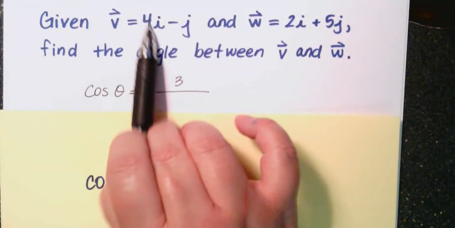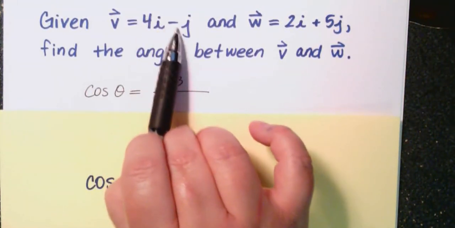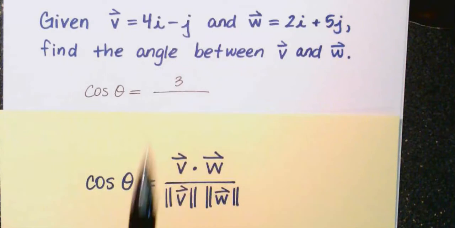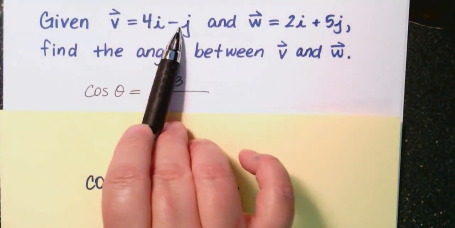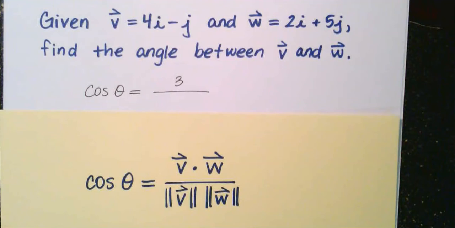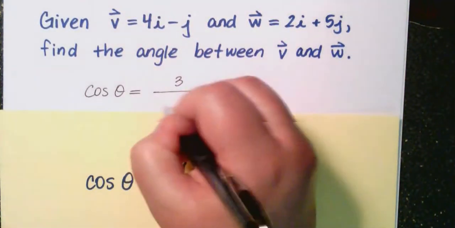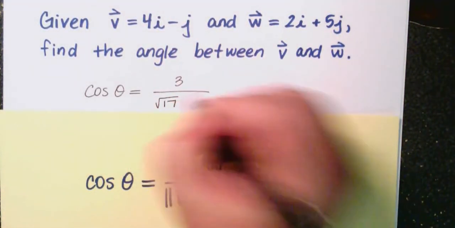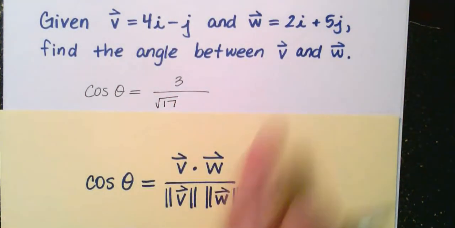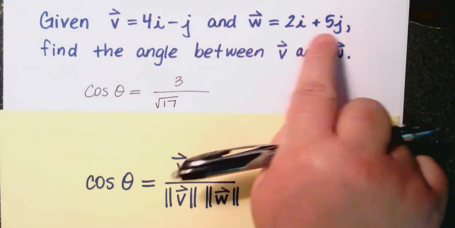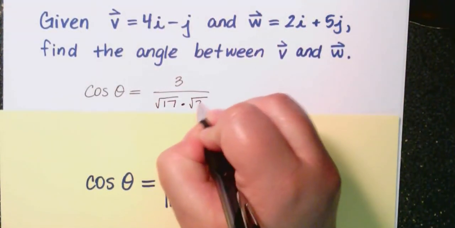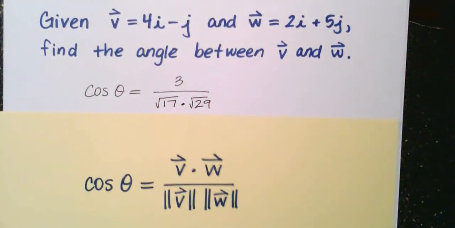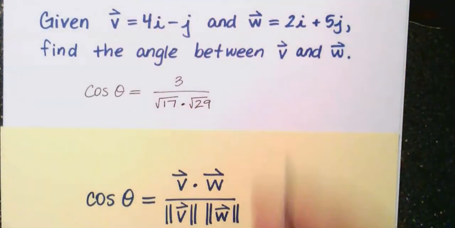So it's the horizontal component squared plus the vertical component squared, and then we take the square root of that. So the magnitude of v is 4 squared plus negative 1 squared, and that's 16 plus 1, and square root of that is square root of 17. Over here we have 2 squared plus 5 squared. That's 4 plus 25. That's 29. And we take the square root of that. So here's what we have.